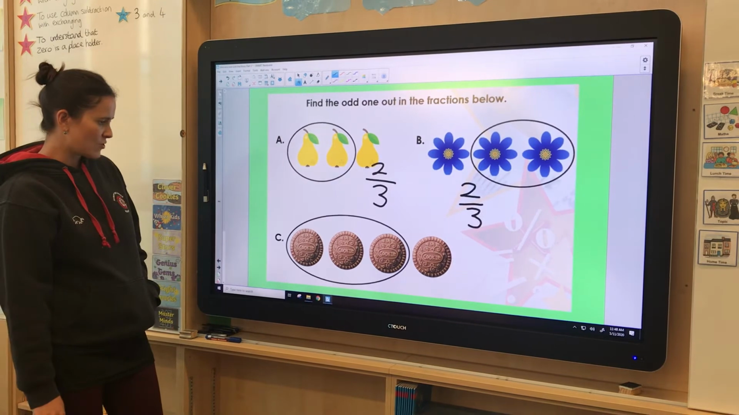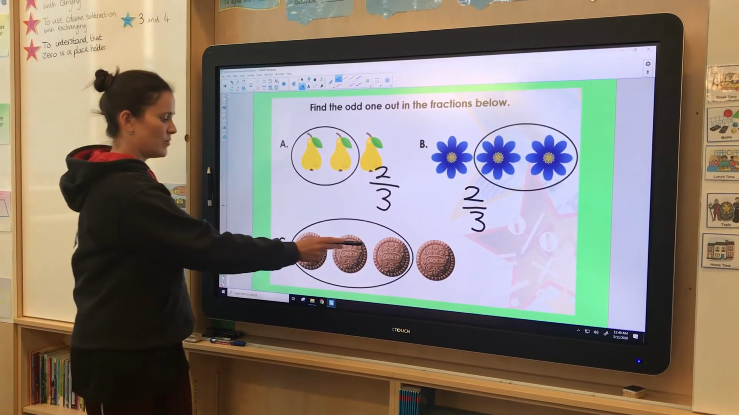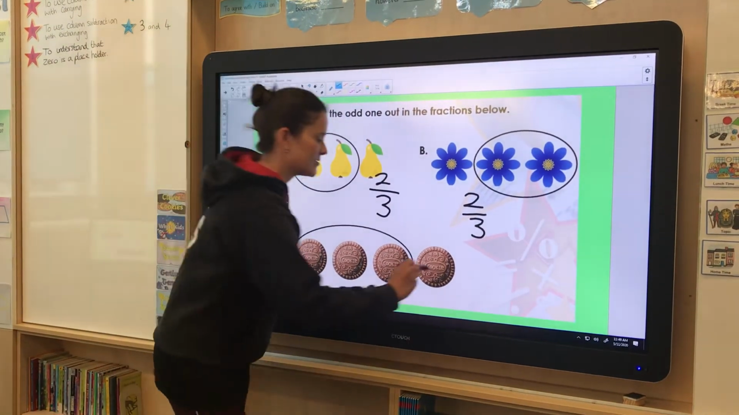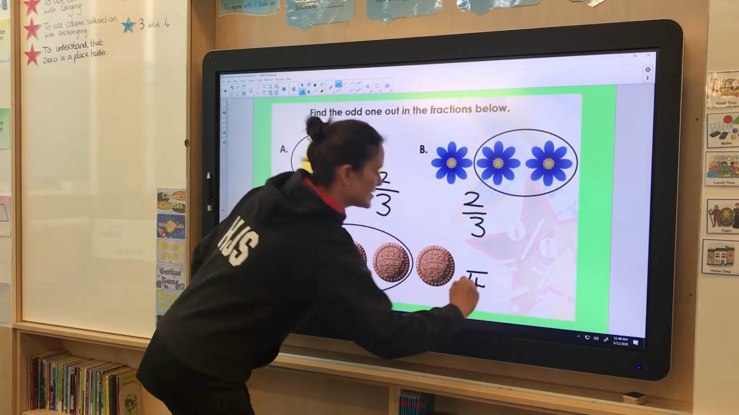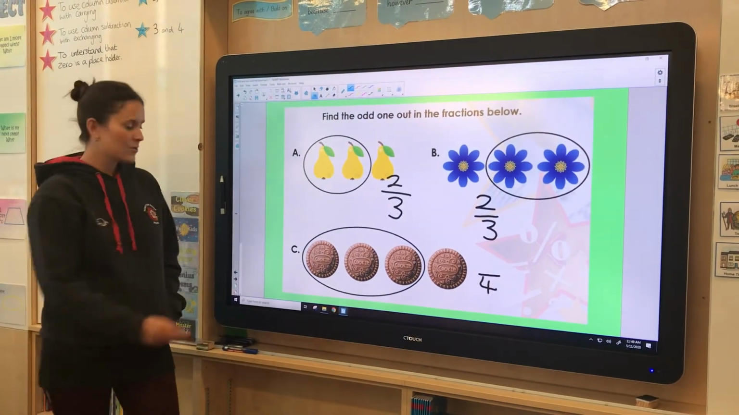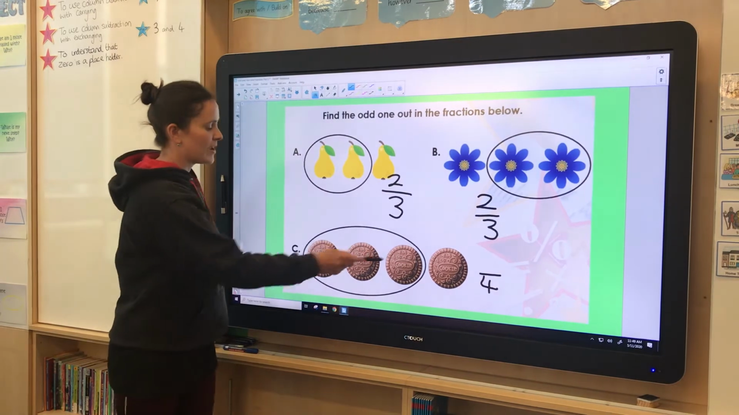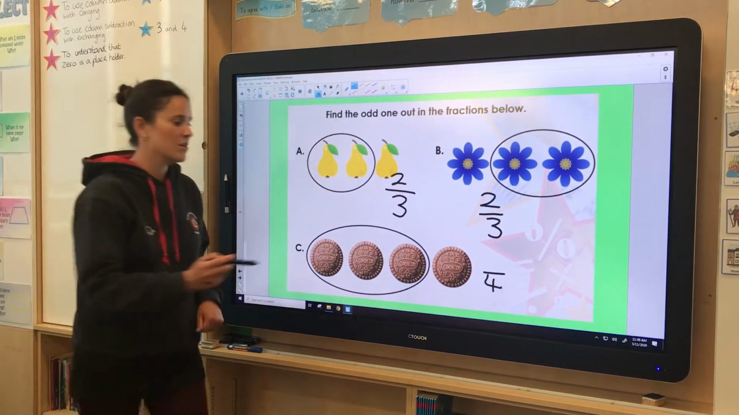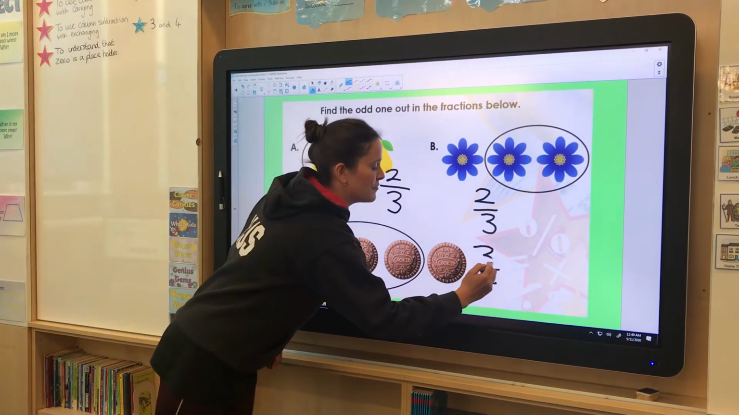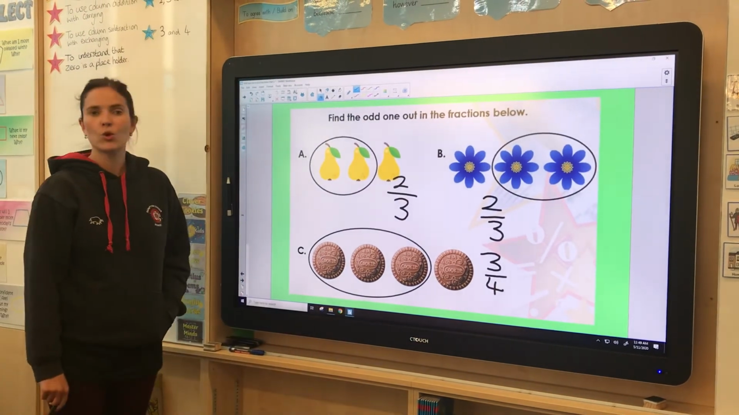Down here, we have got 1, 2, 3, 4 cookies. That gives us our denominator. And 3 of them, 1, 2, 3, have been identified in circle. And that gives a different fraction of 3/4.